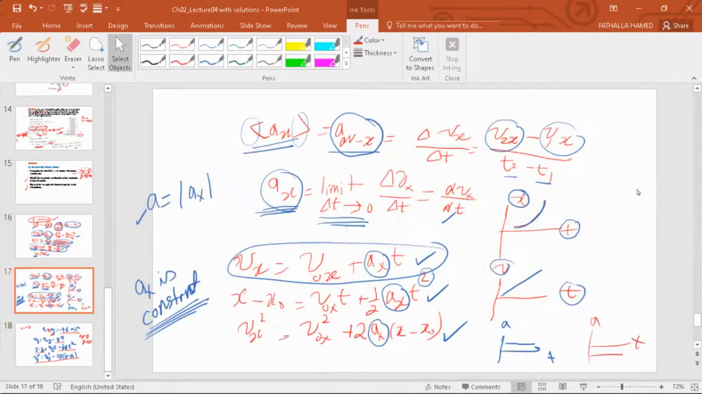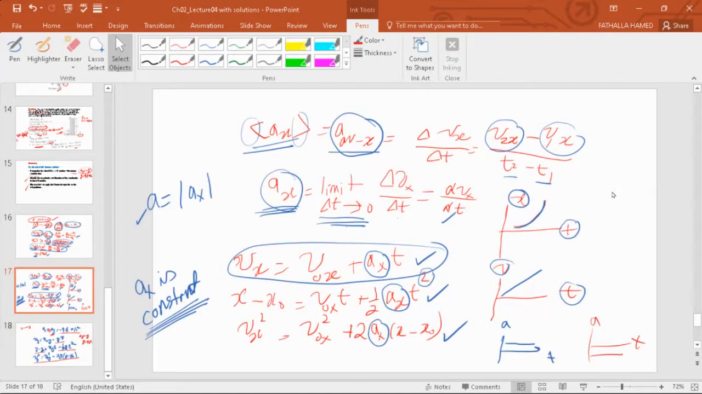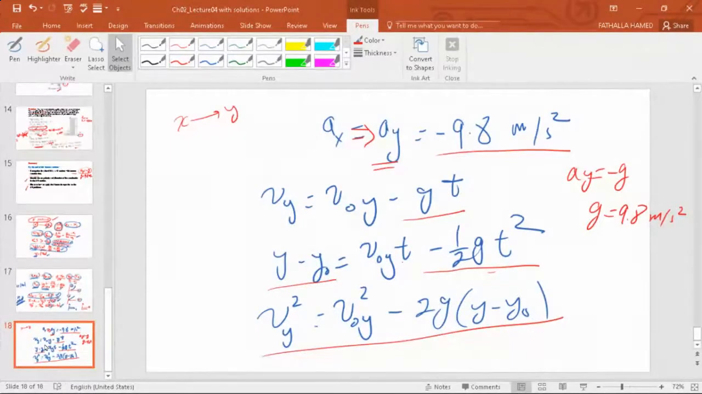And I told you that g always equals 9.8. Is this clear? Any question on this?